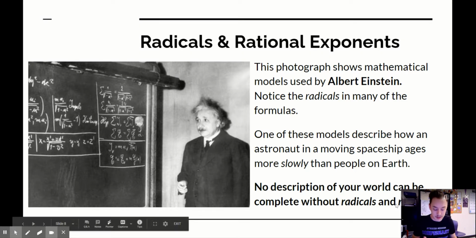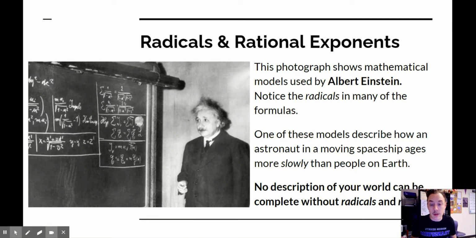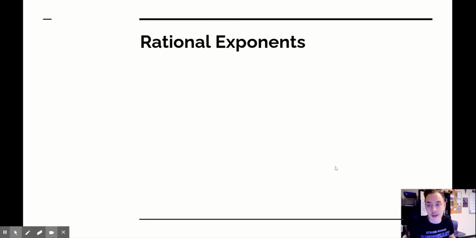Okay, I know it's covering that, but don't worry. It says something amazing. Okay, without radicals and roots. What does that mean? It means this. Radicals and roots essentially govern our world. And this is what we're going to be doing. We're going to be doing radicals and roots today. Okay? Think about that. One of these models describes how an astronaut in a moving spaceship ages more slowly than people on Earth. That's freaking interstellar crap. That's crazy. And it can be done with math. Okay? It can be done with math.